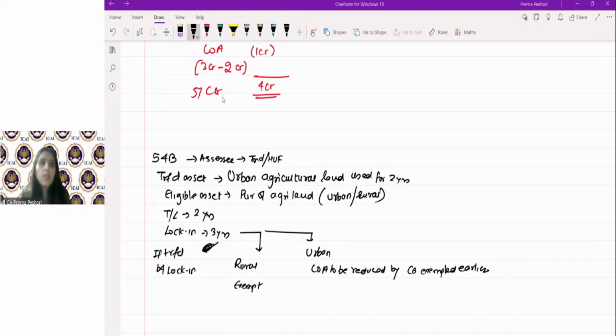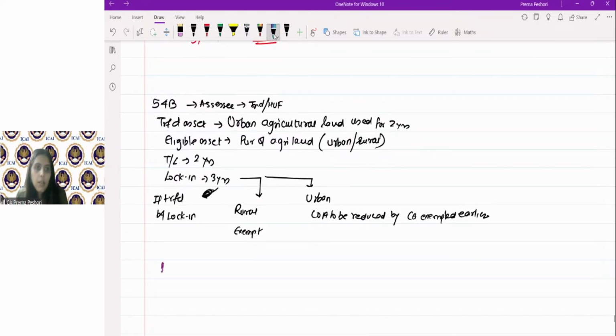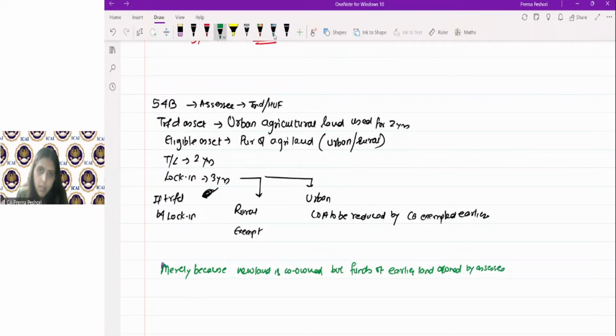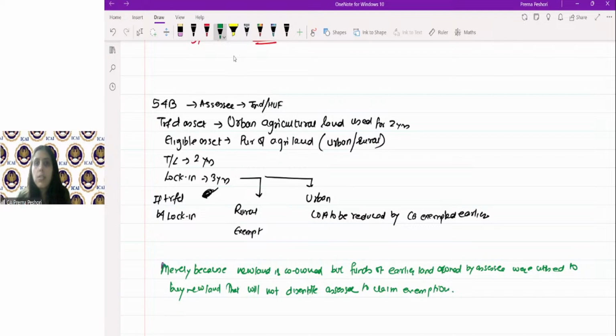So you can write it over here. Merely because new land is co-owned, but funds of earlier land owned by assessee were utilized to buy new land, that will not disentitle assessee to claim exemption. Clear? Any questions? Any doubt?